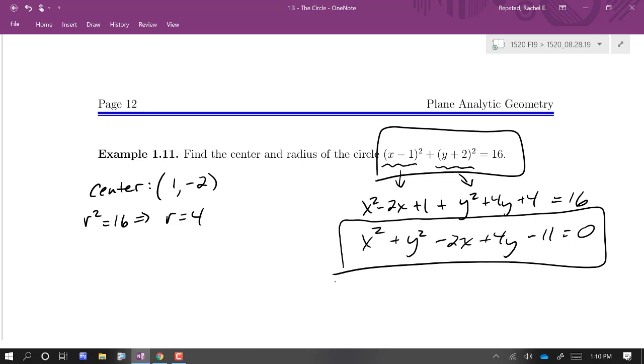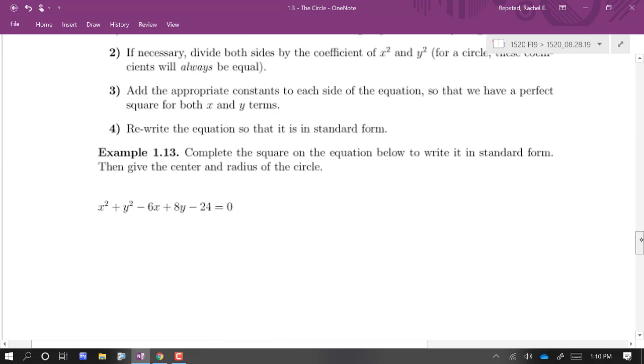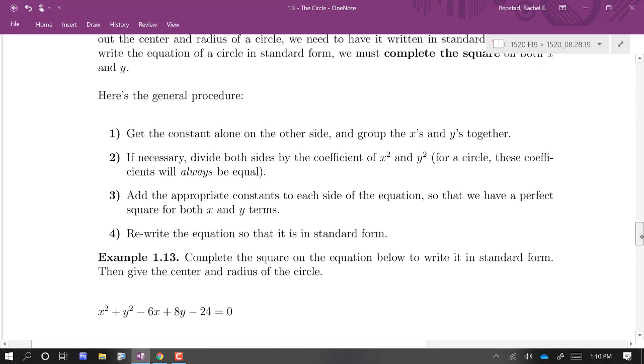So this sort of begs the question, what if I was given an equation in that form and I wanted to figure out its center and radius, right? This form of the equation is almost useless to me. I could tell it's a circle because it's x squared plus y squared, and the coefficients are the same. But the way we do it is we complete the square.